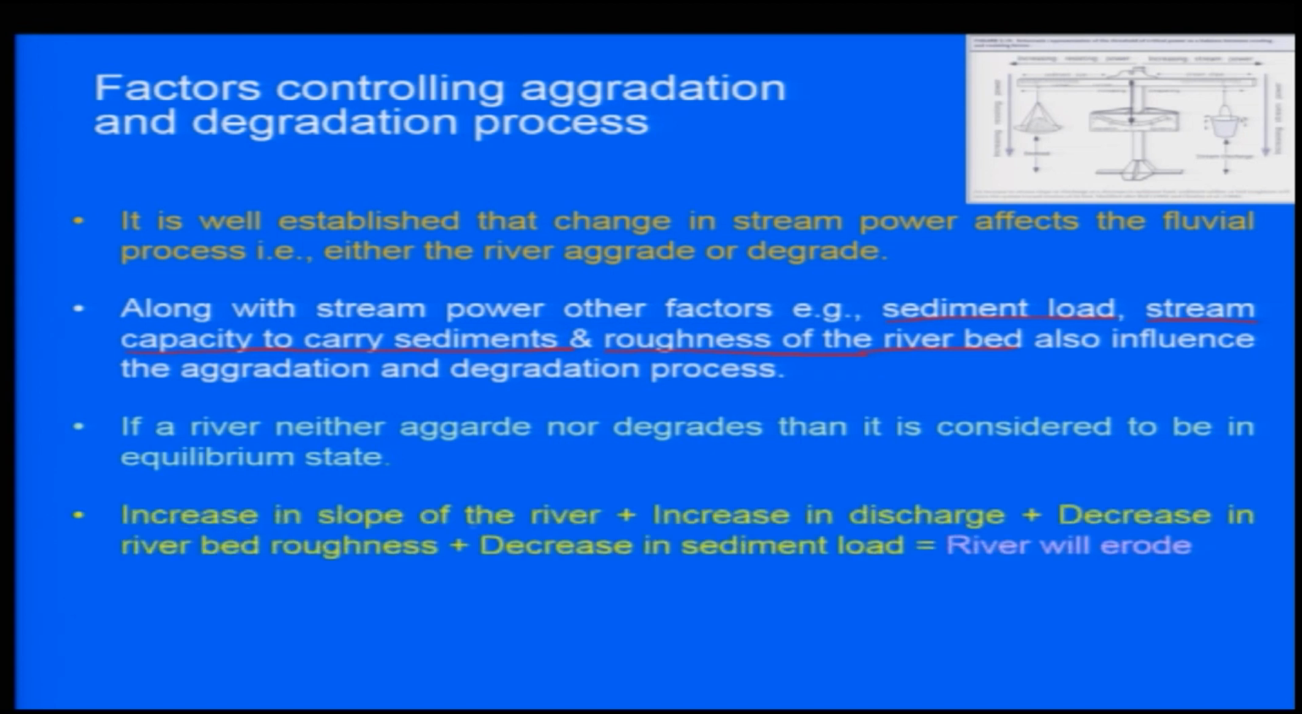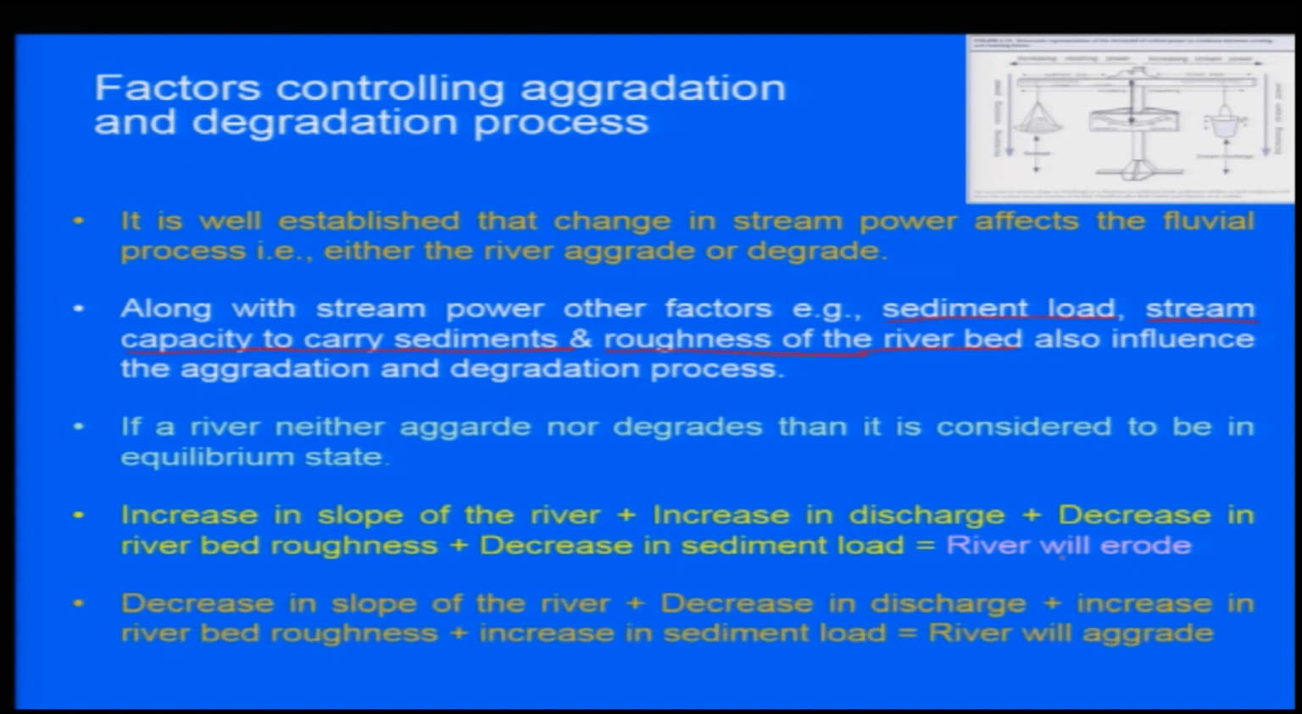So an increase in the slope of the river, plus increase in discharge, plus decrease in river bed roughness, plus decrease in sediment load will result in the river eroding, okay. Whereas a decrease in slope of the river, decrease in discharge, and increase in river bed roughness plus increase in sediment load, the river will aggrade, okay.